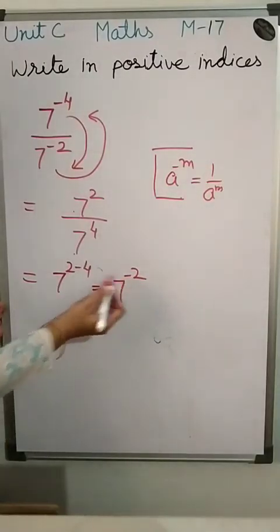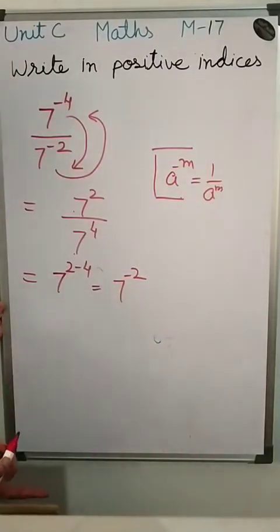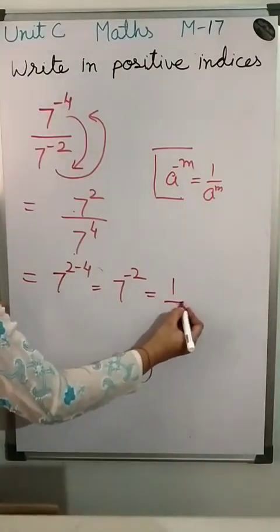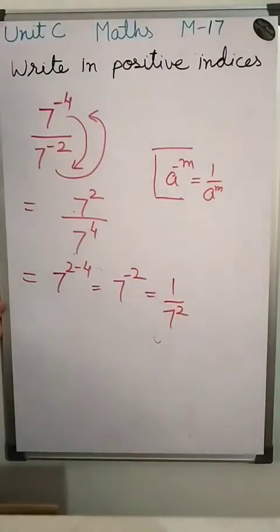Now again the power is negative. We convert this power into a positive number. So how do we convert? We reciprocal a number. So this is the answer.